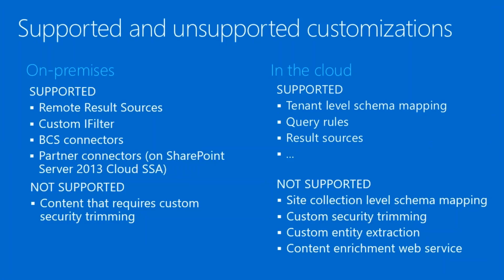service application. The first is that you can still use remote result sources on premises. You can use custom iFilters, BCS connectors, and partner connectors from companies like BA Insight that allow you to connect to content in your local network. What's not supported is any content that requires custom security trimming.